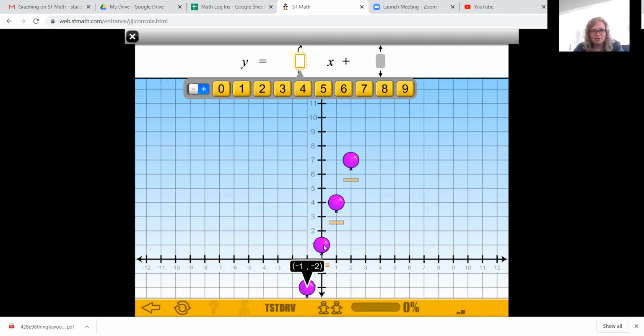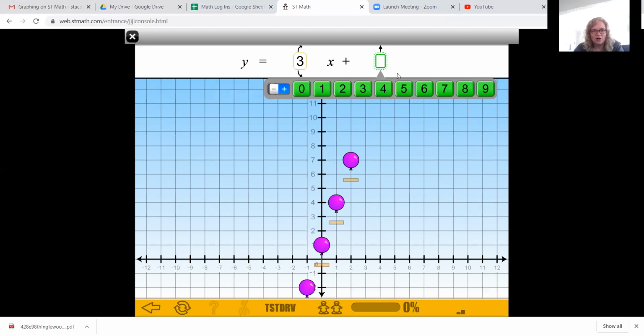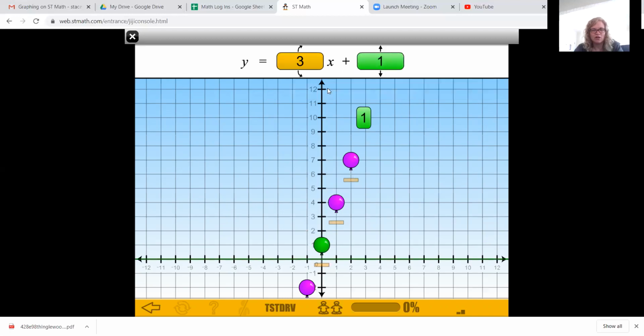You can definitely count the grid. So if we start down here, we go from -2, we go up 1, 2, 3, and then over 1. So the slope is 3 over 1, which would just be 3. And then this is for our y-intercept. So where does this line cross the y-axis? And it crosses right here at 1. So the equation of this line is y equals 3x plus 1.